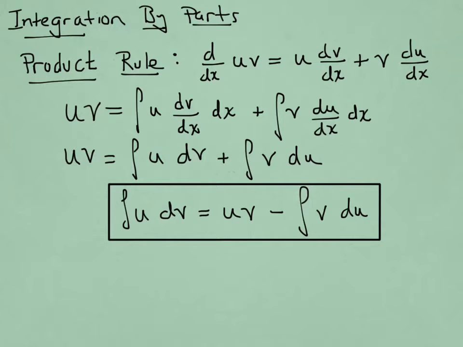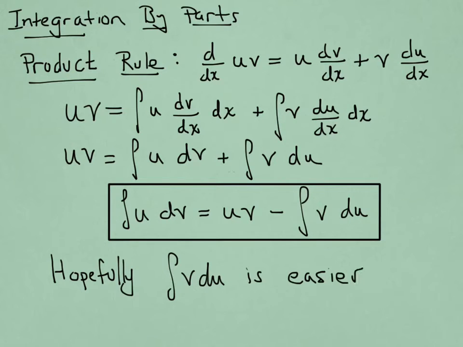The philosophy here is that you want to integrate this expression here, but you're going to use the integration by parts formula to rewrite it in terms of the integral on the other side. And hopefully the integral that appears on the other side, v du, is easier than the integral that appears on the left side. And if that's the case, you've made some progress. Let's look at some examples next.